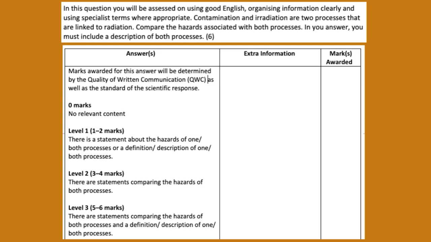This is an extended question, and the answer can only gain full marks if good English is used and scientific terms are used where appropriate. The answer scores 1 to 2 marks if there is a statement about the hazards of one or both processes, or a definition or description of one or both processes. 3 to 4 marks if there are a couple of such statements, and 5 to 6 marks if there are a few of such statements.